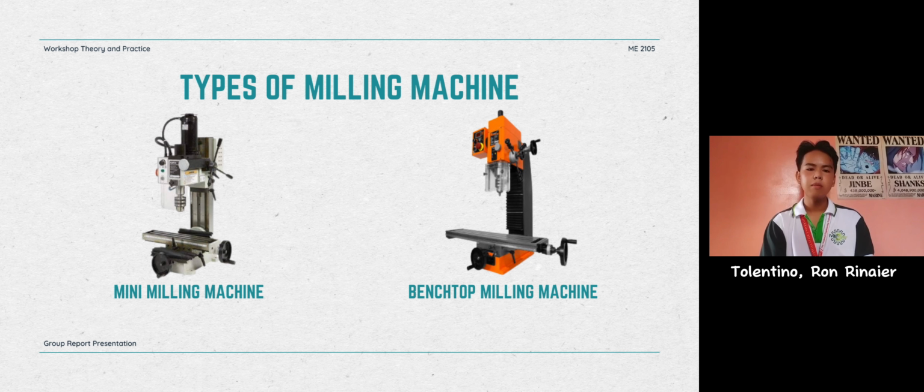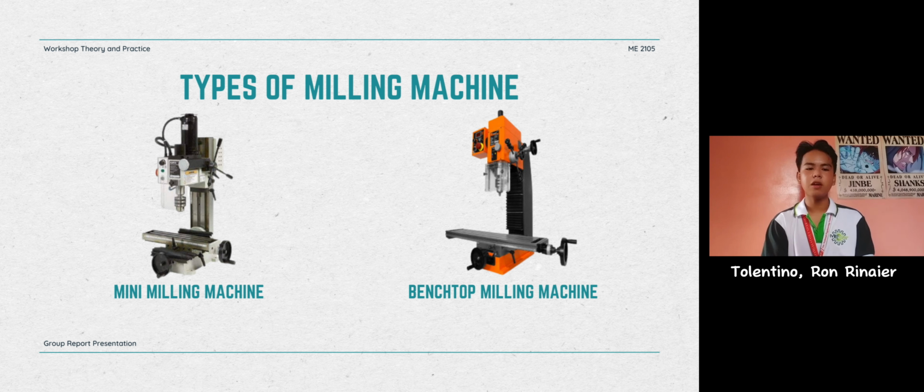Seventh, mini milling machine. Mini milling machines are smaller and more compact versions of conventional milling machines, suitable for hobbyists, small workshops, and educational purposes.